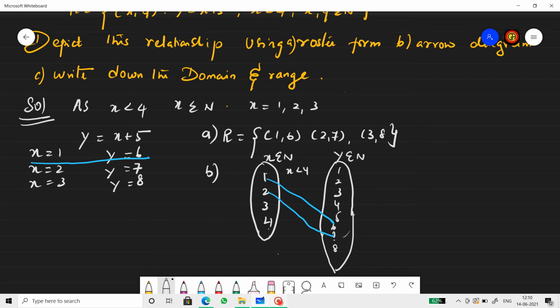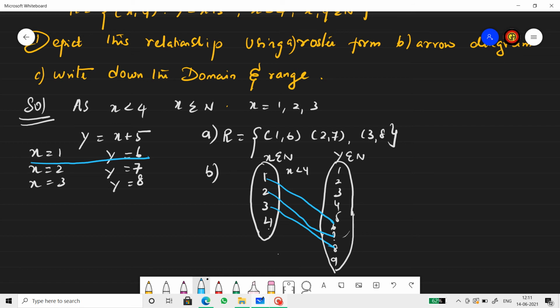8 and 9. So 3 will map to 8. Right? 3 will map to 8. So this is the arrow diagram where X belongs to natural numbers, Y belongs to natural numbers, X is less than 4. But since X is all natural numbers, we write all natural numbers in the set. But the mapping will only be for the numbers that are less than 4.